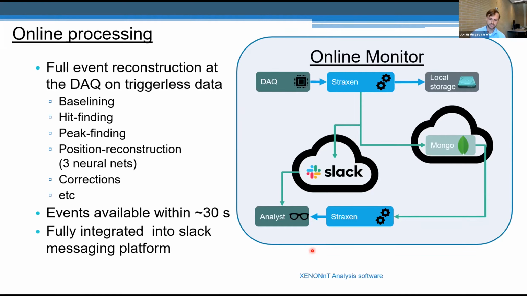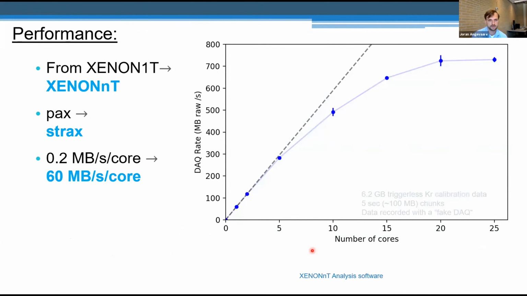So how do we do all this? Because I said this is all done in Python. How were we able to do all this reconstruction as fast as the data comes in? Well, of course, what you need to have is performance. And when we were upgrading from XENON1T to XENONnT, we also upgraded our software. So in the old days, we were able to do just 200 kilobytes a second per core. Now with the new software, which we call Strax, we're able to go much faster.